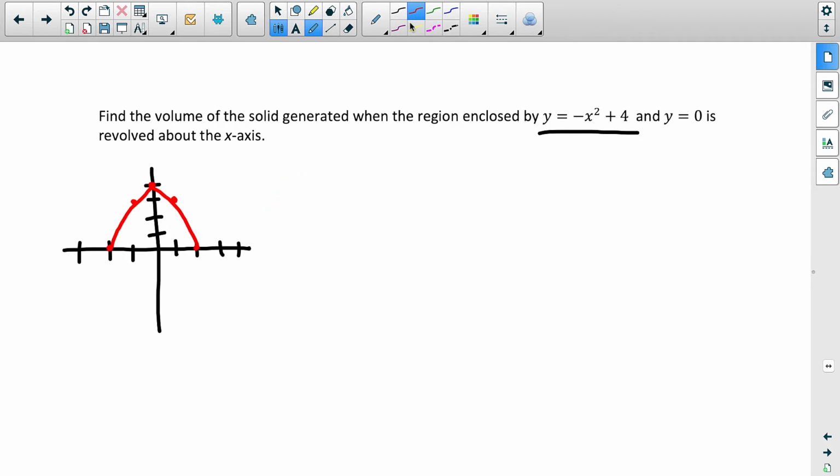So there's two things we want to be clear about. What's the rotational axis? What's it rotating around? Well, that's this, right? It's the x-axis. I told you, for this year, we're going to make the rotational axis either the x-axis or the y-axis. It tells us right here, it's the x-axis. So the x-axis is the rotational axis.